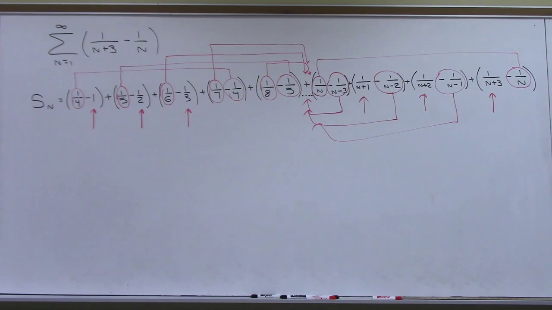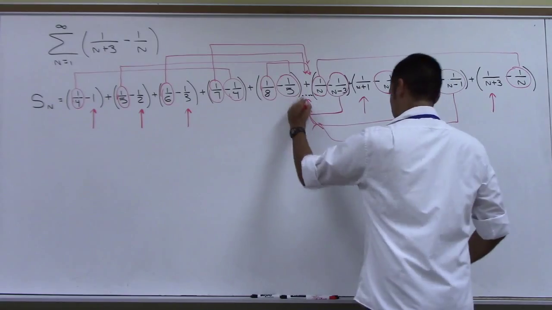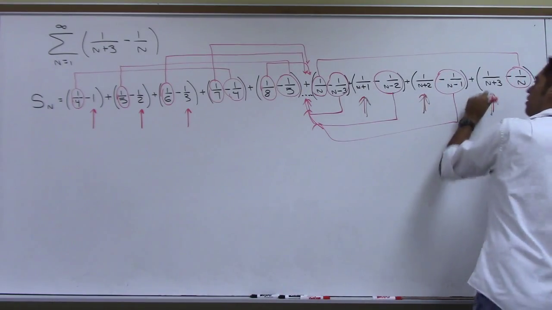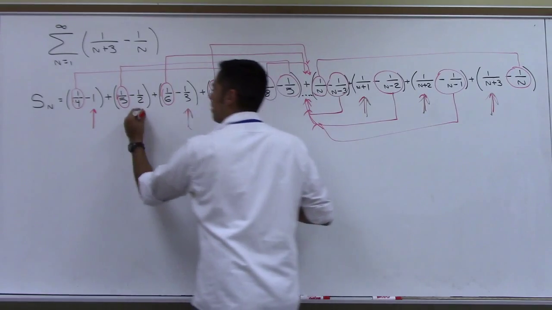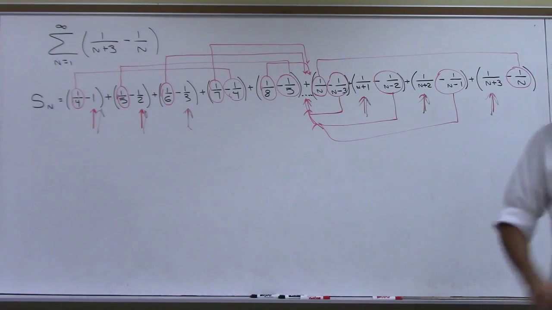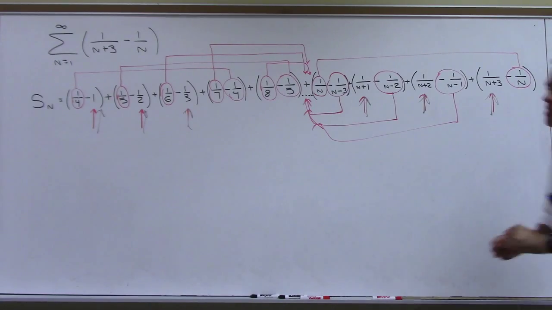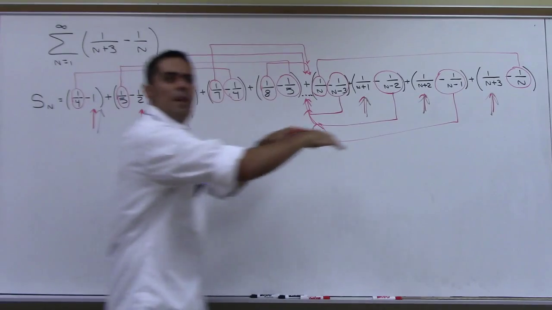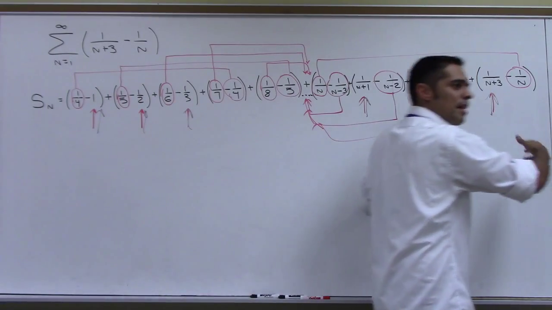So the arrows, those arrows, are all that remains, right? That's all that remains. So would you say that we have some stuff in the front that stayed and some stuff in the back that stayed, but everything in the middle canceled?